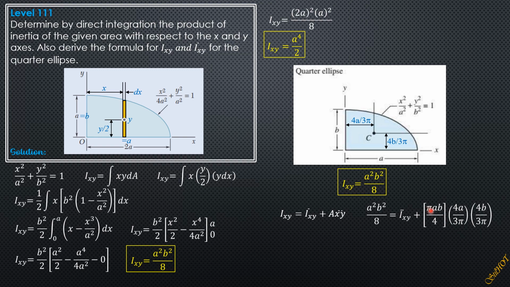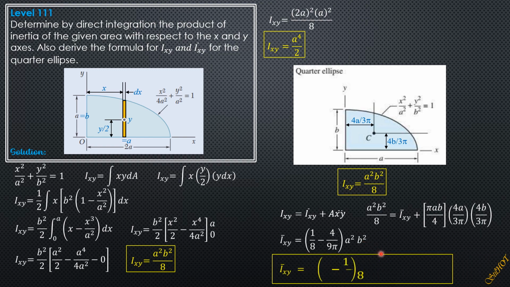So cancel pi, cancel 4. So this is 4 a square b square over 9 pi. So I bar xy equals quantity 1 over 8 minus 4 over 9 pi of a square b square, or in decimal approximately I bar xy equals negative 0.016471 a square b square. So this is for an ellipse.